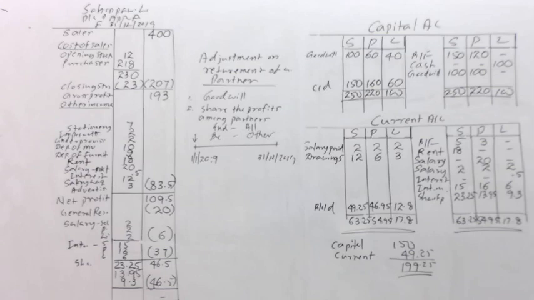Number two, share of profits. If the partner retired at the end of the year, profit should be shared among all the partners.